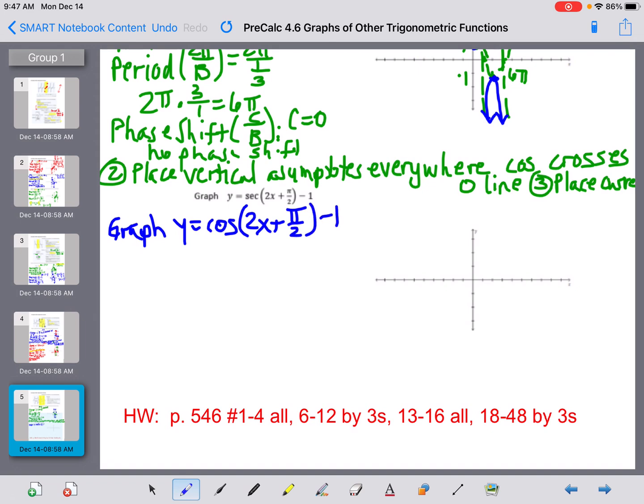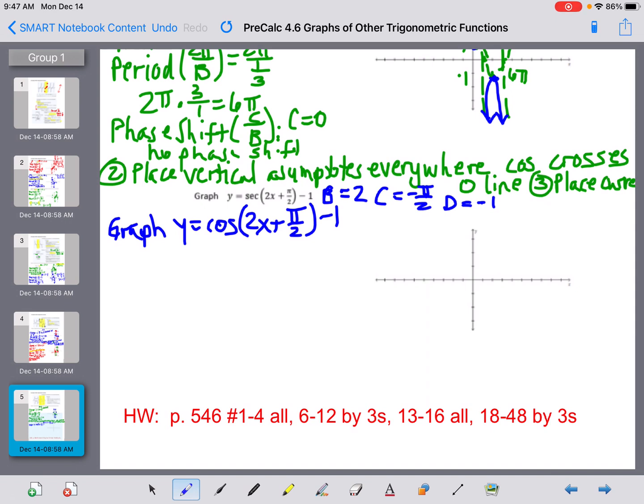It looks like I'm throwing a little bit of everything at you, so let's decipher a little bit. My b is 2, because that's what's multiplied times my x. My c is opposite of what's inside that parenthesis, adding or subtracting, so it's negative pi over 2. And my d is negative 1. Okay.